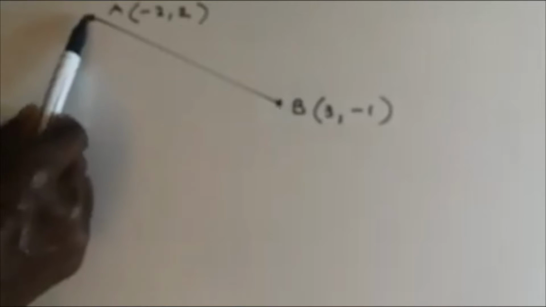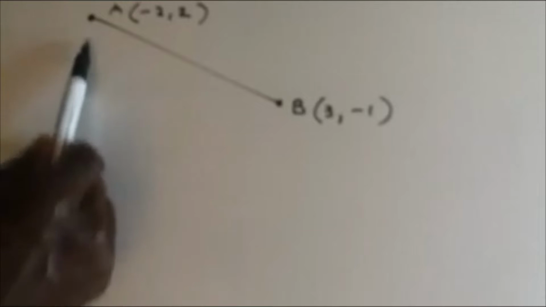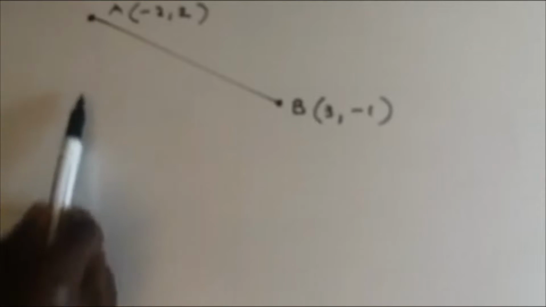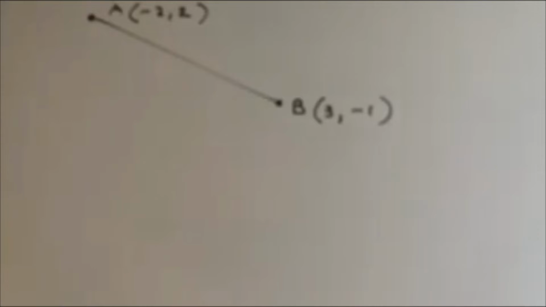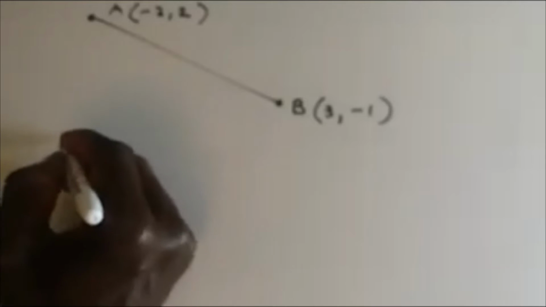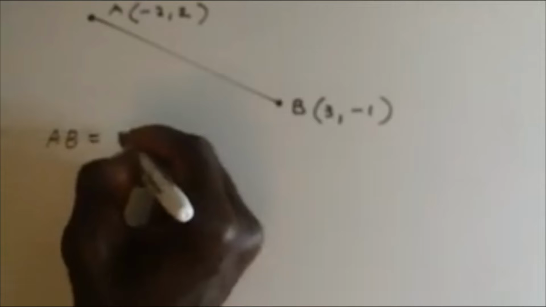We look at the height with the difference of y values, we'll get this side of the right angle triangle, and we use Pythagoras' theorem to find the hypotenuse, or in this case the length of the line. So we'll call that line AB, and this is the formula.